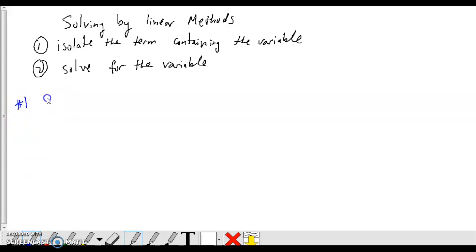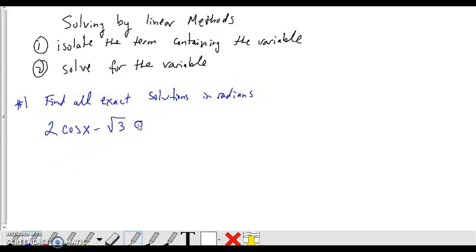Okay, so find all exact solutions in radians. All right, so here's our problem: 2 cosine x minus root 3 is equal to 0.